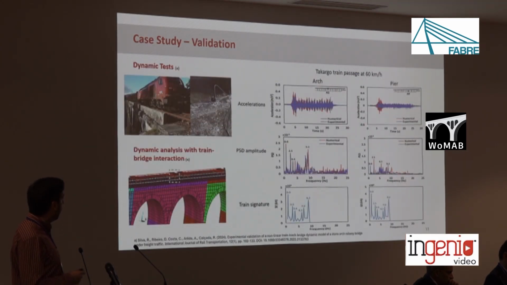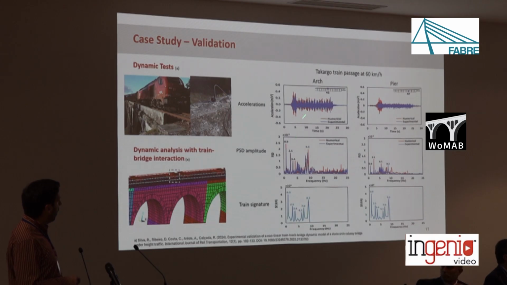So, moving forward, the dynamic tests, also with the same type of train, experimental dynamic tests were performed on the bridge, with different piezoelectric accelerometers installed on the deck of the bridge, and dynamic analyses were conducted including train-bridge interaction. So we modeled the wagon, and we perform analysis with interaction between vehicle and bridge.